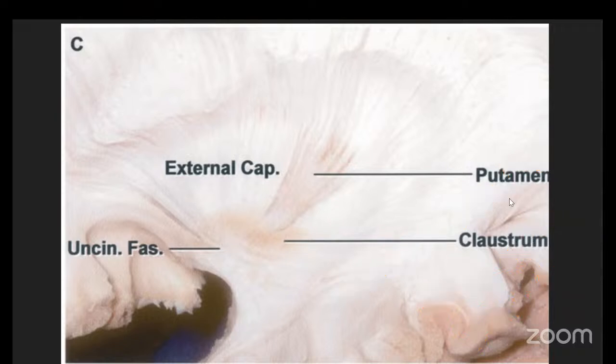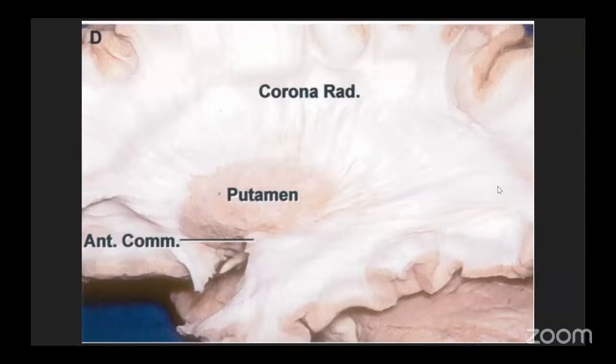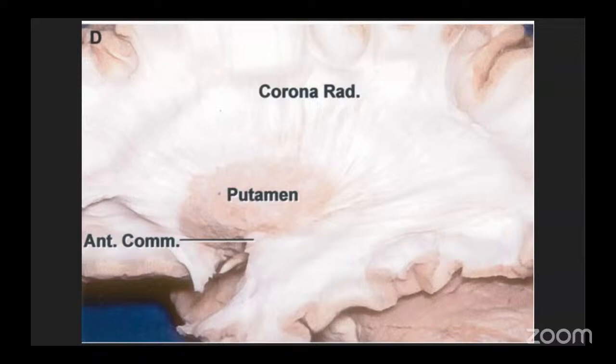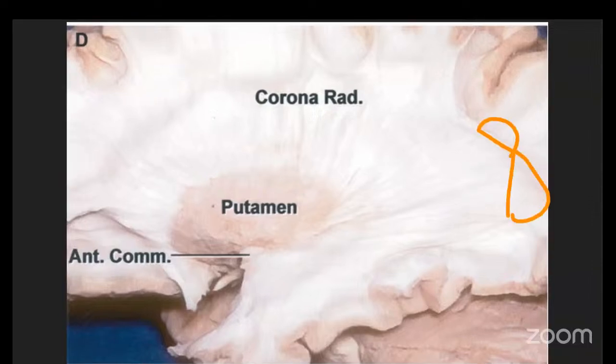Let's move to the next image. Now we have taken away the external capsule, so you can see the putamen completely. And remember where the putamen was? I don't want you to lose the map. This was the map. So where was the putamen?